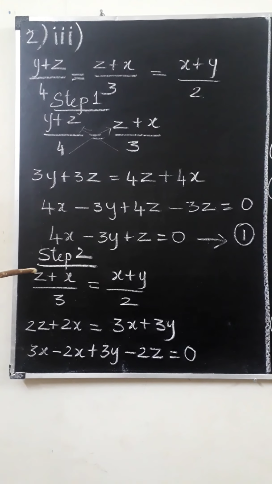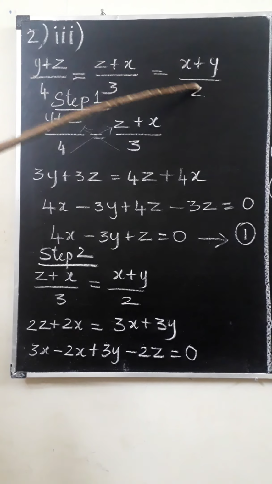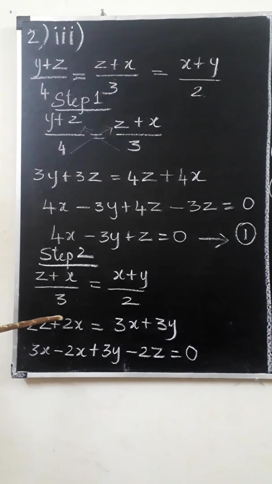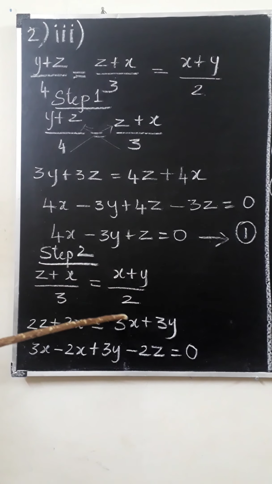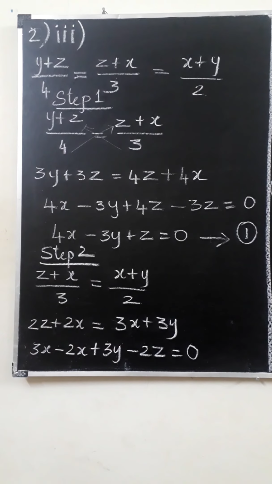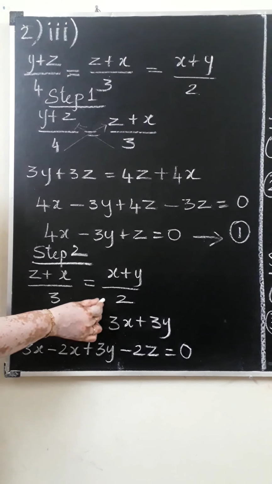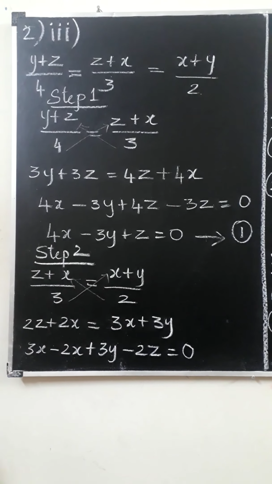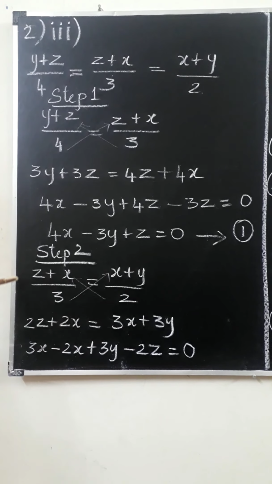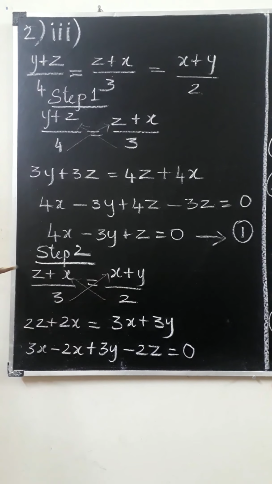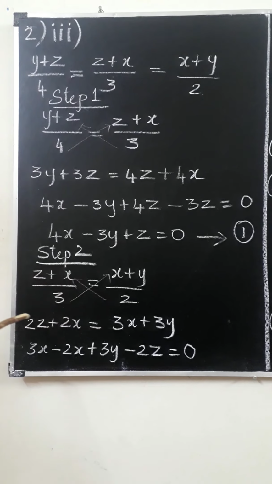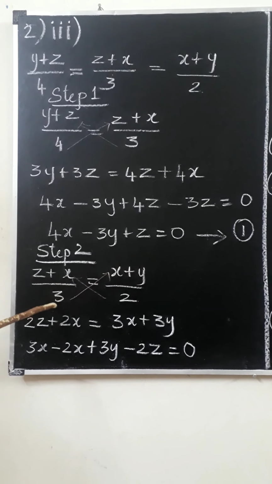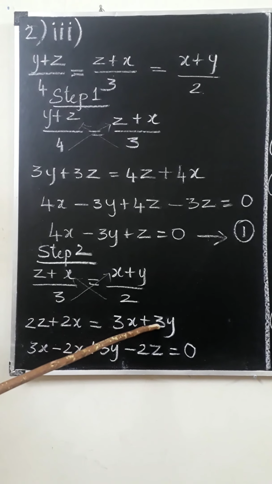Then come to step 2, take the second and third one, equate them. Second is z plus x by 3 is equal to x plus y by 2. Here also we have to cross multiply them. That is, this term should be multiplied by 2 and this should be multiplied by 3. When you are multiplying this by 2, both the terms should be multiplied by 2. So 2z plus 2x. Then here x plus y should be multiplied by 3. That is 3x plus 3y.